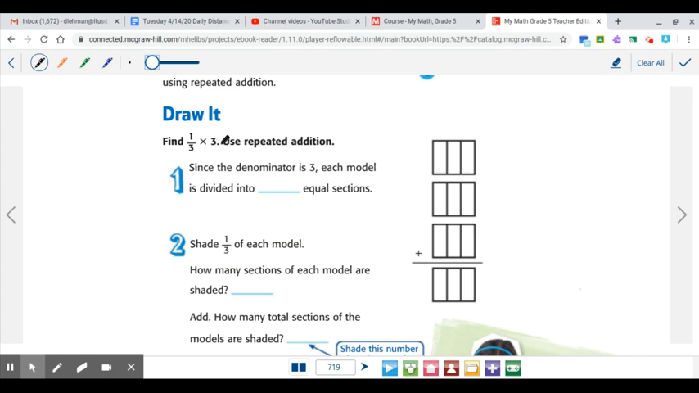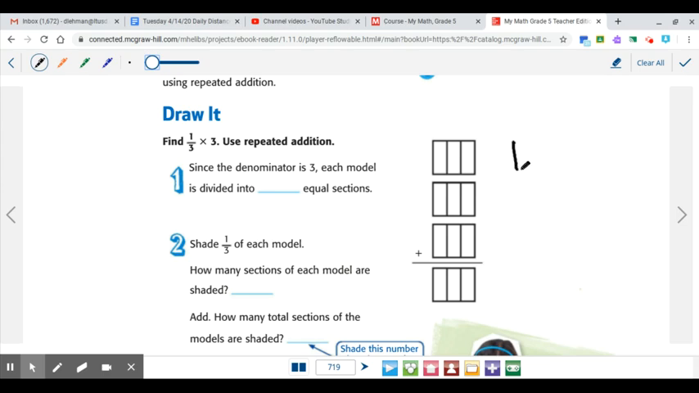So we're going to find 1/3 times 3. And we're going to use that repeated addition piece. So since we know that there's a whole number of 3, they gave you three over here, 3 wholes over here, but they broke them into thirds because we got 1/3 over here as our denominator.